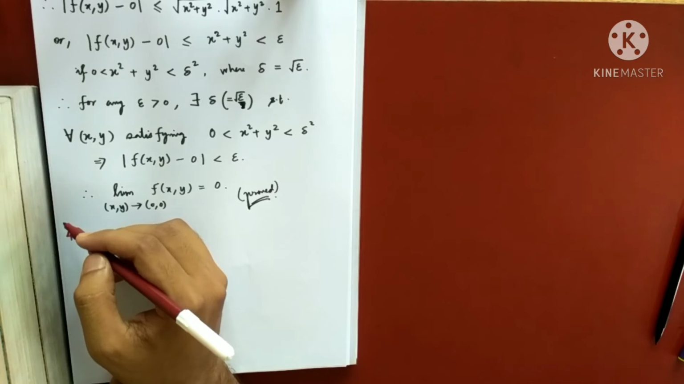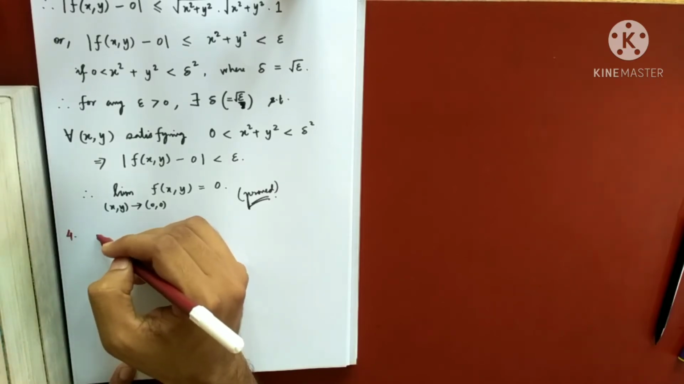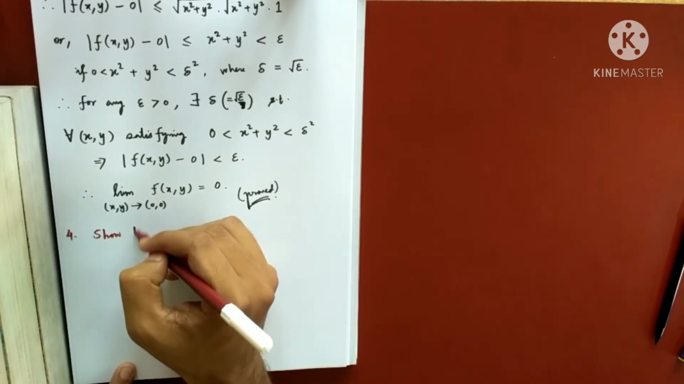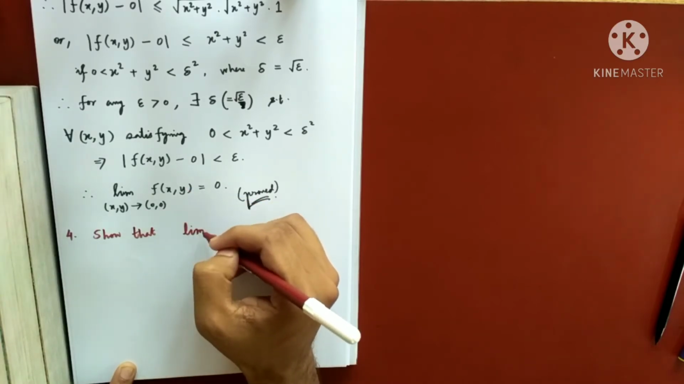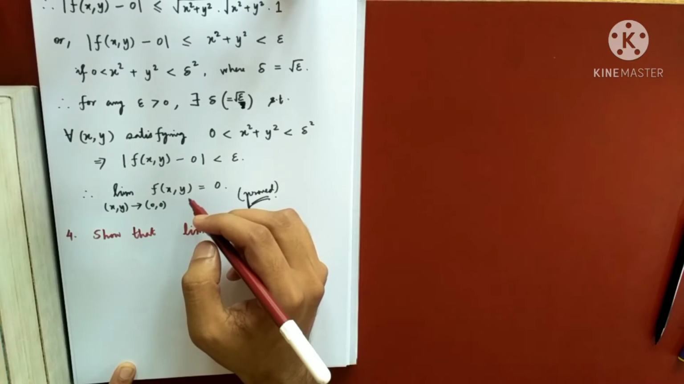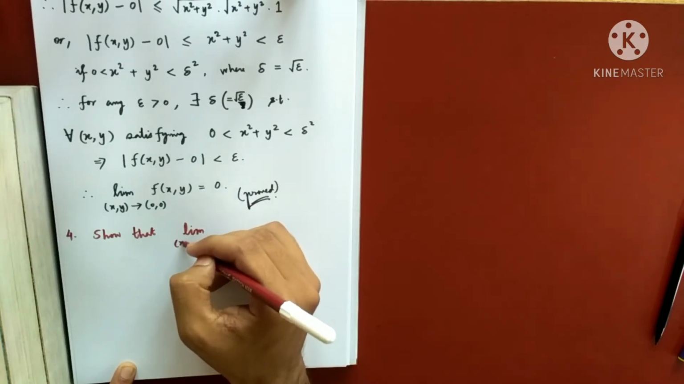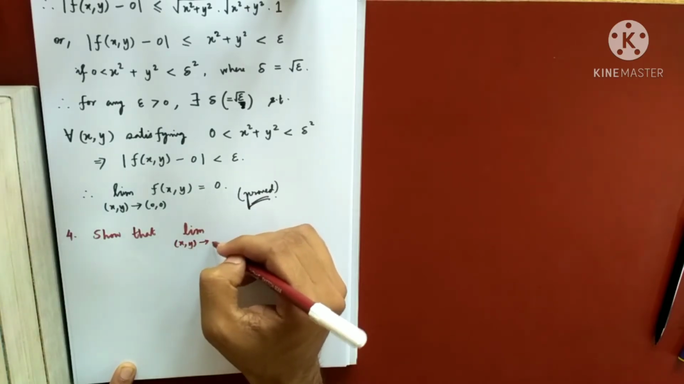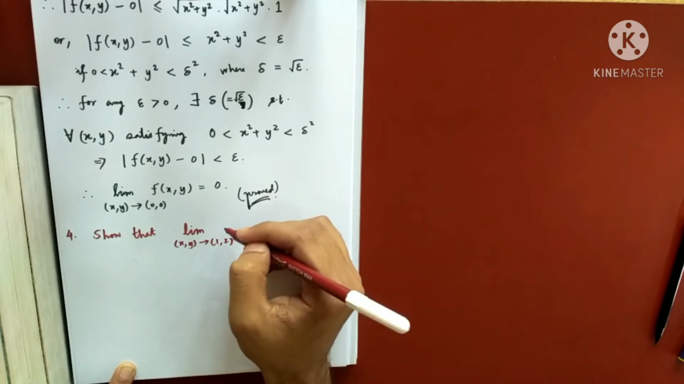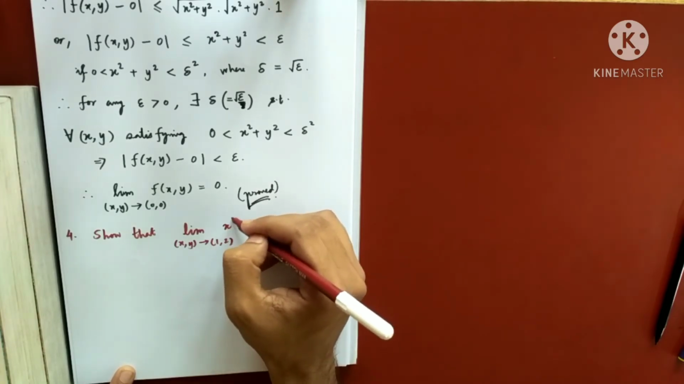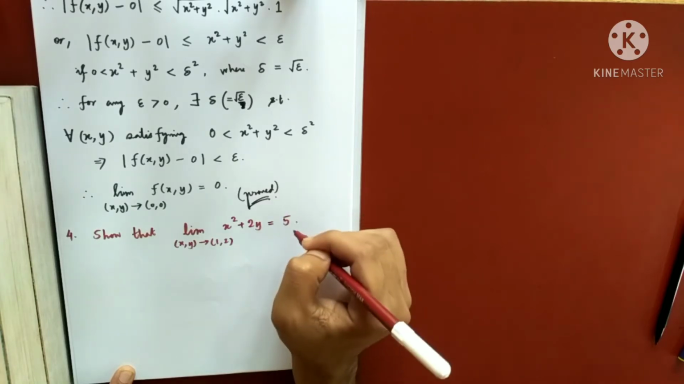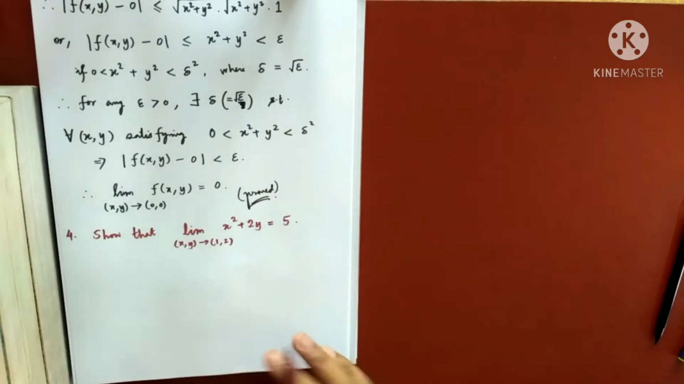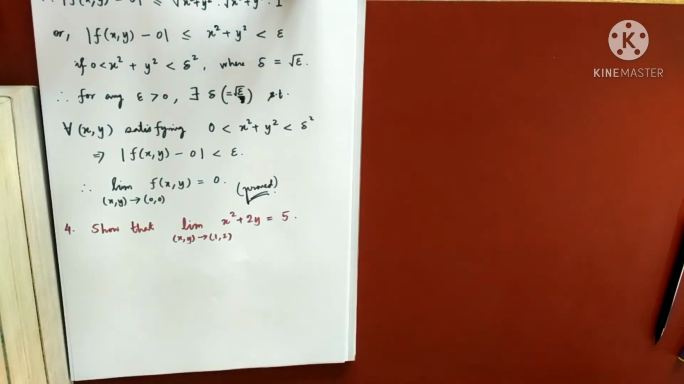So the question is, show that the limit as (x, y) tends to (1, 2) of the function x square plus 2y is 5. I have to prove that this limit has a value 5.